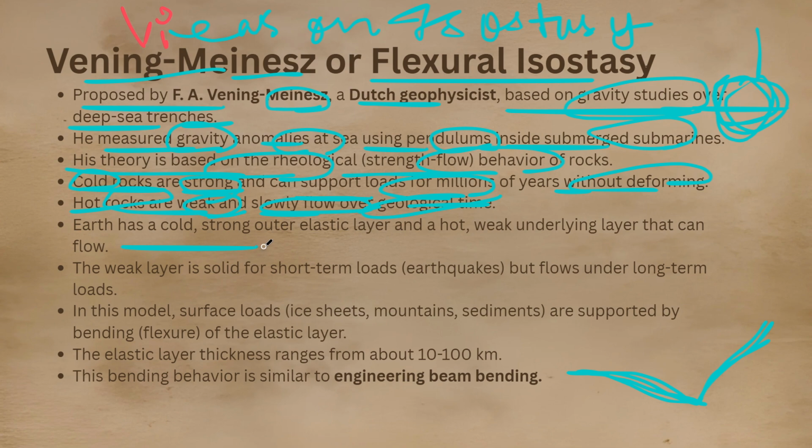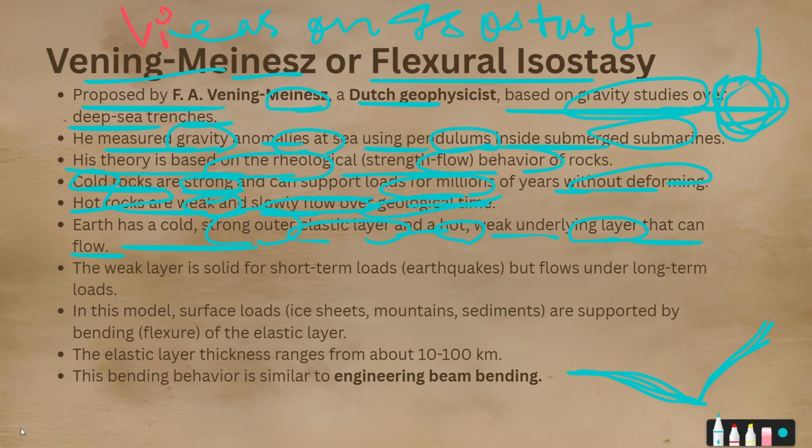The Earth has a cold, strong outer elastic layer and a hot, weak underlying layer that can flow. So he said the Earth has a strong outer elastic layer, meaning the outer layer, the layer that we can see. It is strong and elastic, and inside it we have a hot, weak underlying layer that can flow, meaning it is in liquid form.